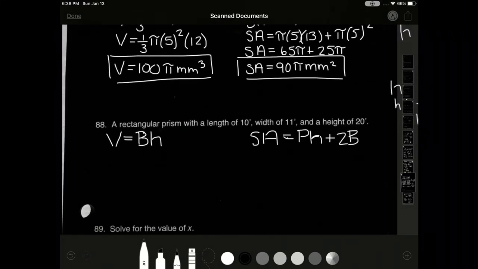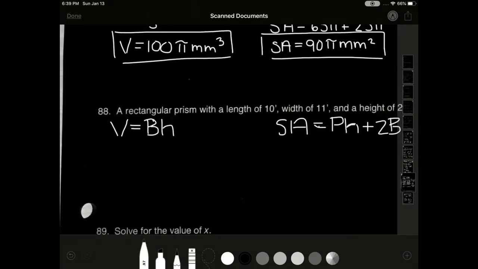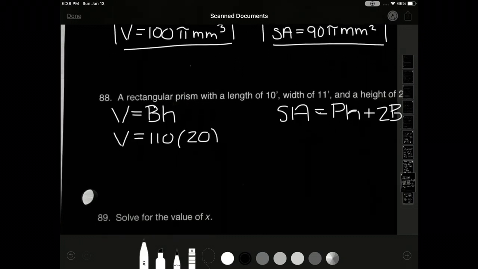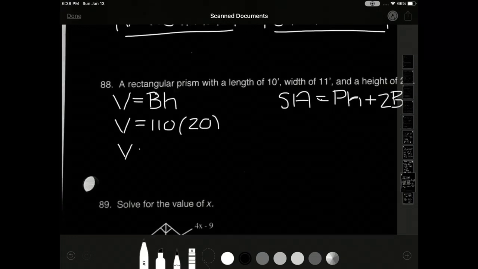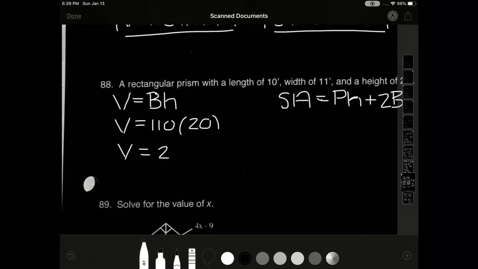For 88, we have a rectangular prism with a length of 10 feet, a width of 11 feet, and a height of 20 feet. So for our base area, we can just take length times width. Well, 10 times 11 is 110. So we're going to plug in here, volume equals 110 times 20. So therefore, our volume is 2,200 feet cubed.